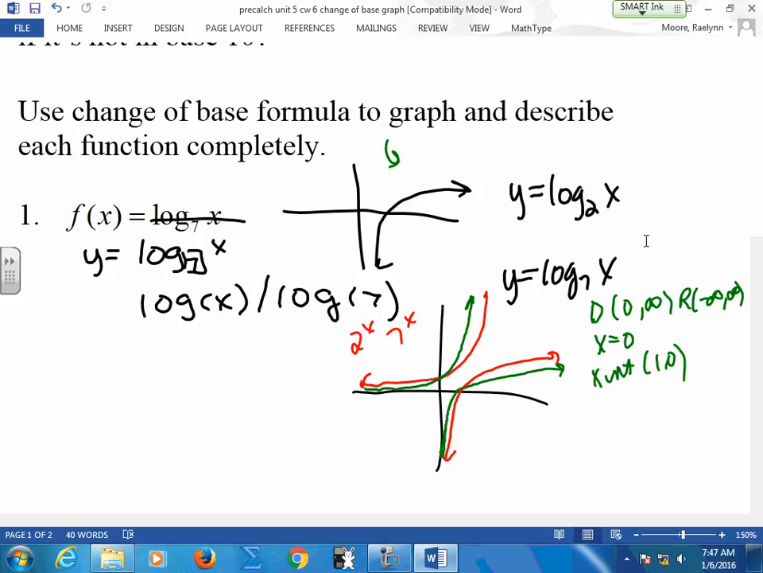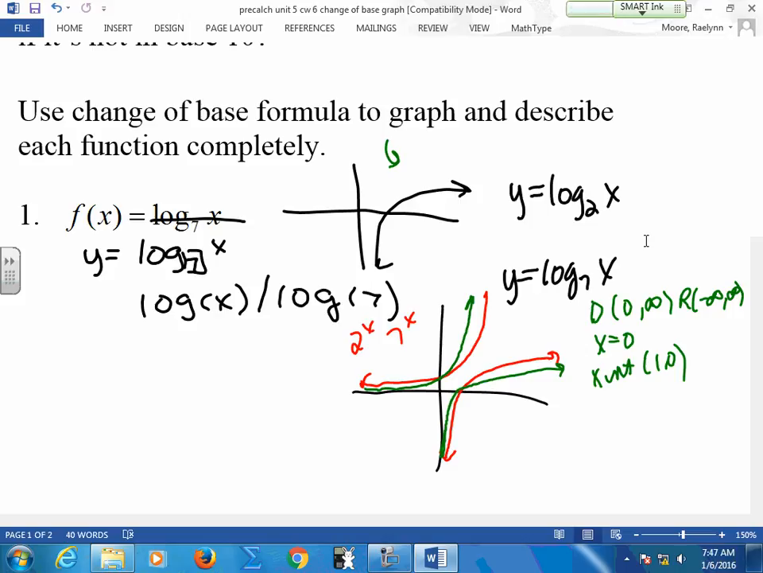So really, that's all I was getting with this one. So how would you describe the transformation? This one didn't have a transformation. This one is just using the change of base formula. I didn't put a transformation on this. I just wanted you to see, what does this base mean?